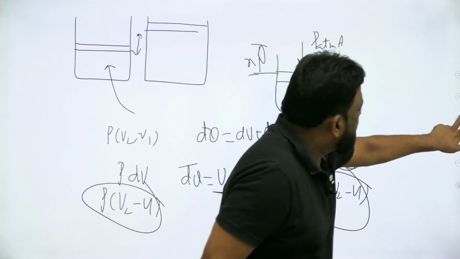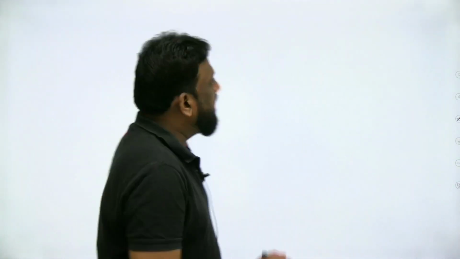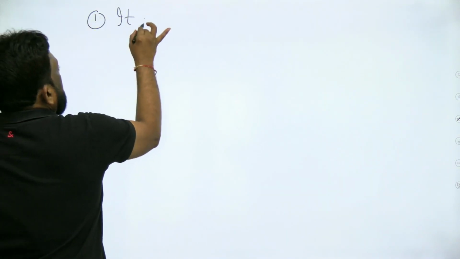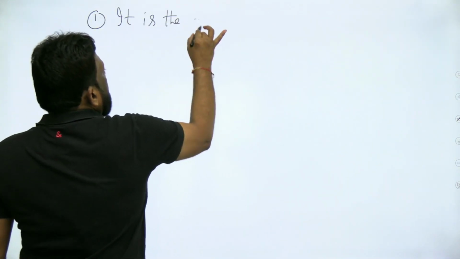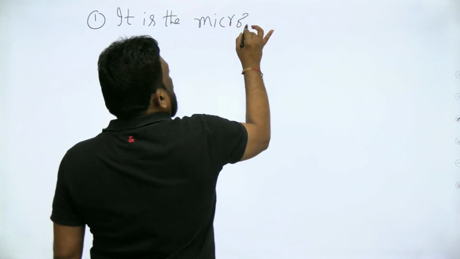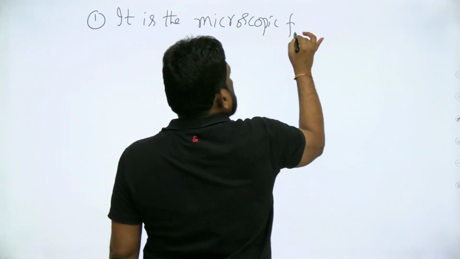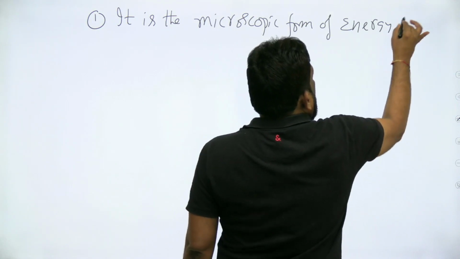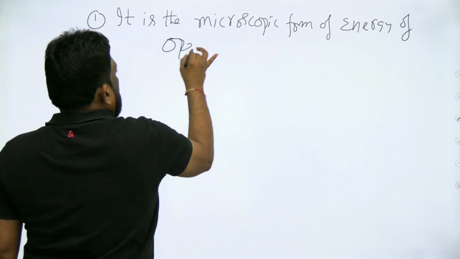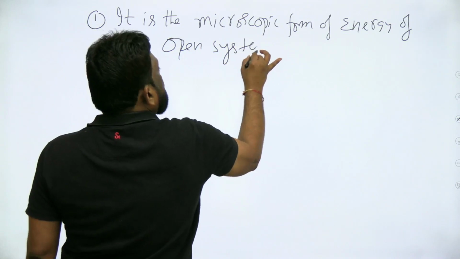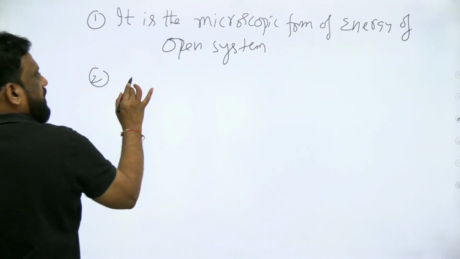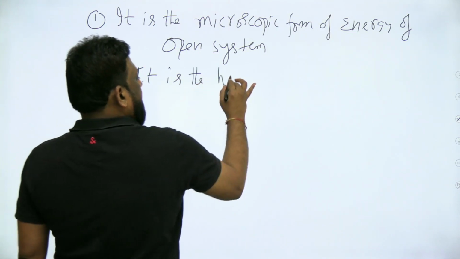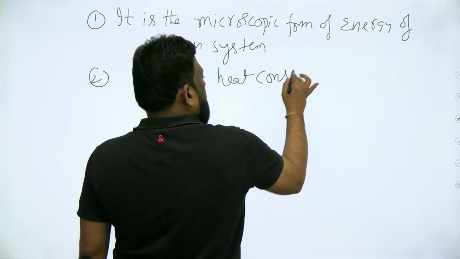So finally, if I sum up all the things, I can say all about enthalpy. First, it is the microscopic form of energy of open system. Or when they ask you, is it defined only for open system? No, you should tell that it is the heat content. What does it mean?